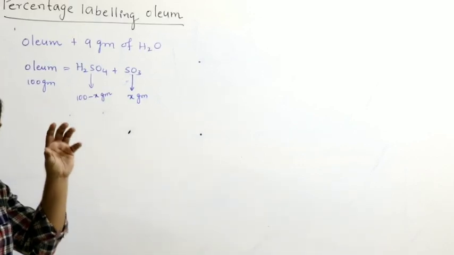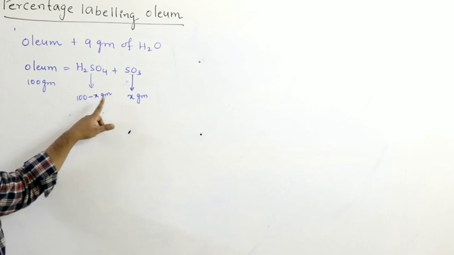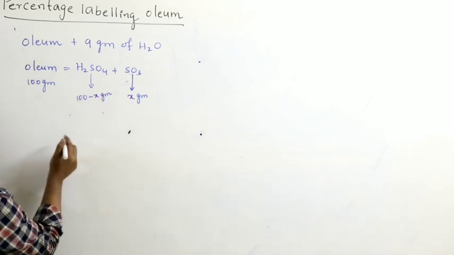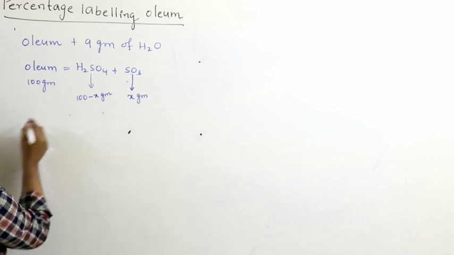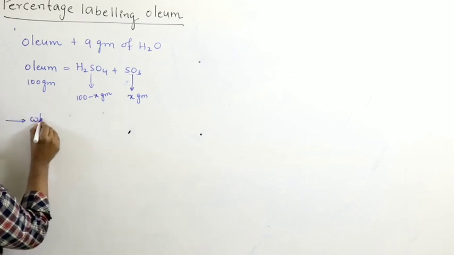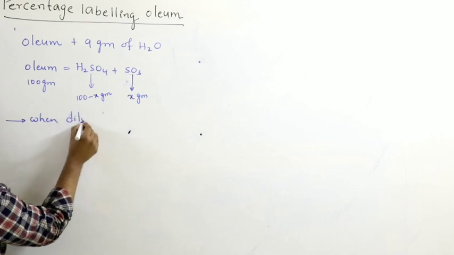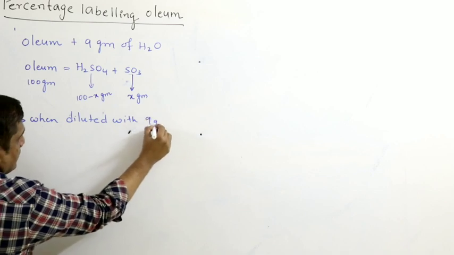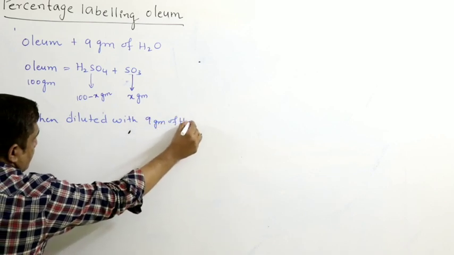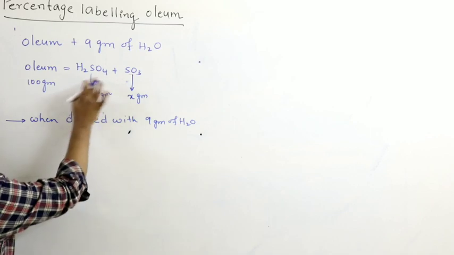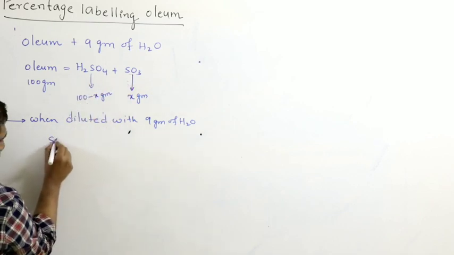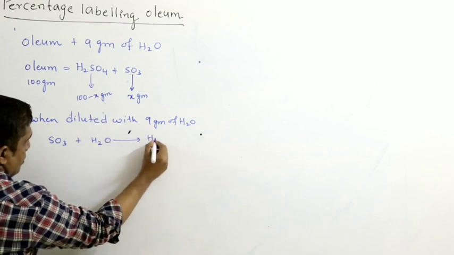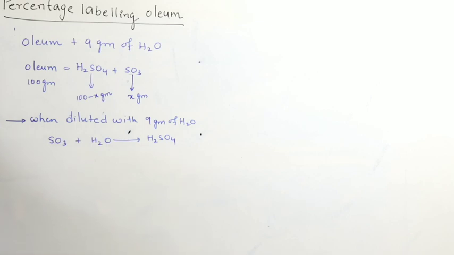That means you have to find the total mass of H2SO4. So what is the weight of H2SO4 initially present? 100 minus x grams. We have to find the value of x and we have to find the amount of H2SO4 that is formed. So when it is diluted with 9 grams of water, let us see what happens. When you add water, out of these two, SO3 reacts with water, of course, to form H2SO4.